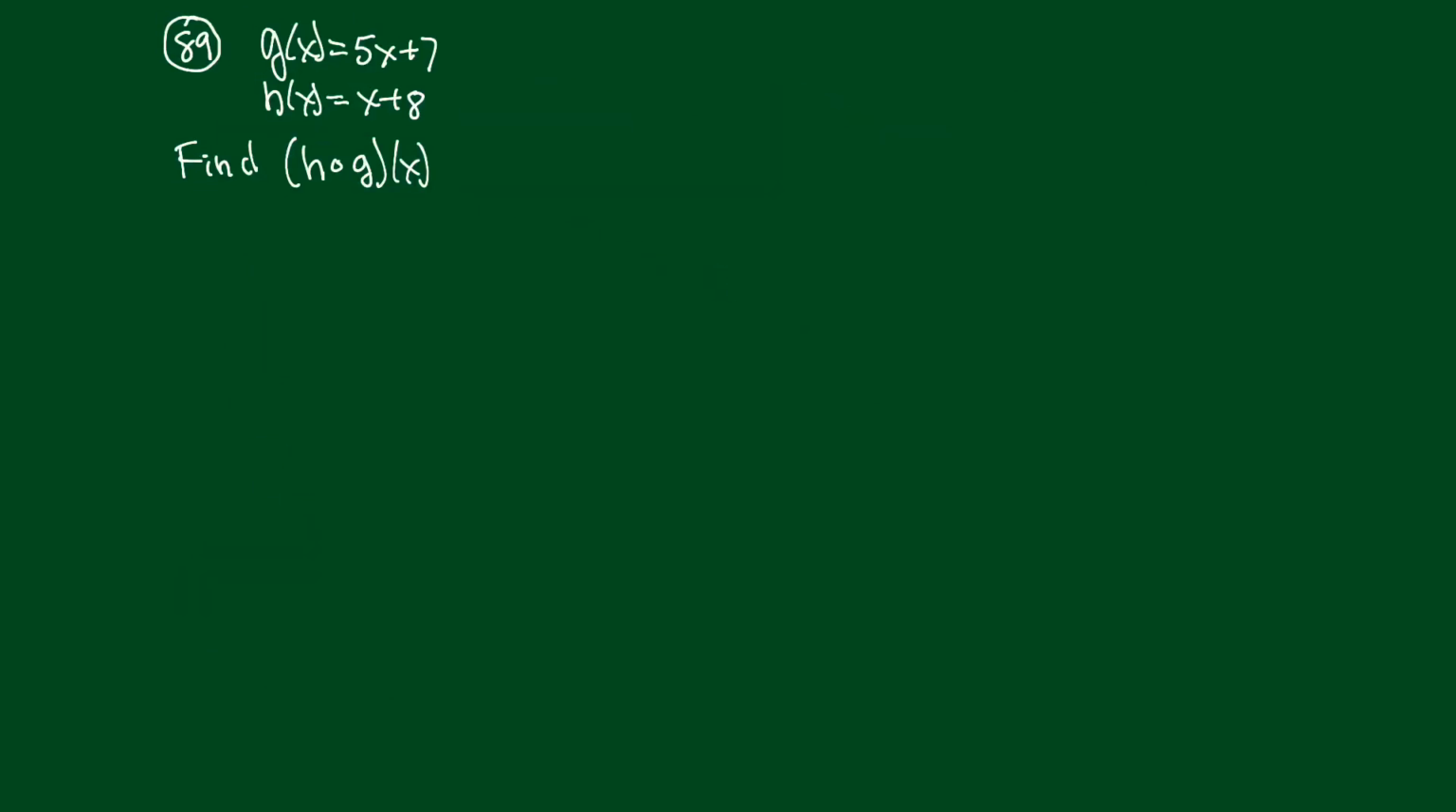Number 89, we're given two linear functions. We're given this g function. It says to take whatever comes in, multiply it by 5, and add 7. Then we're given this h function that says whatever comes in, just add 8.